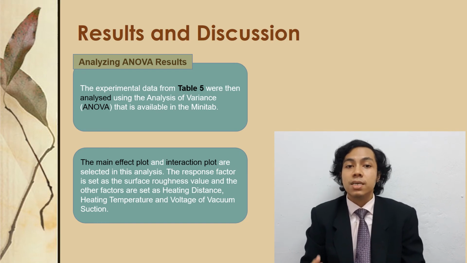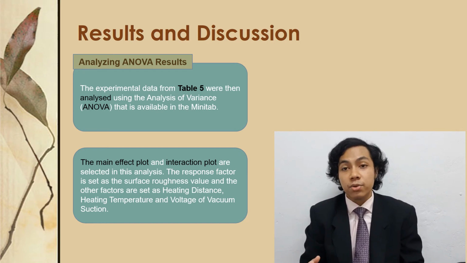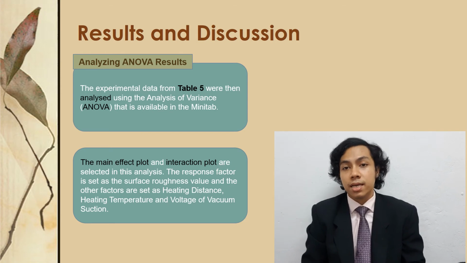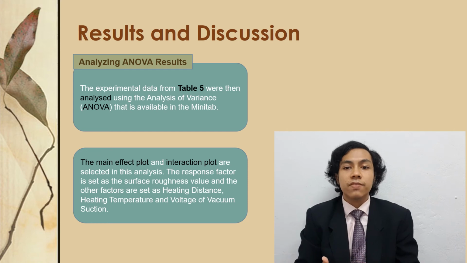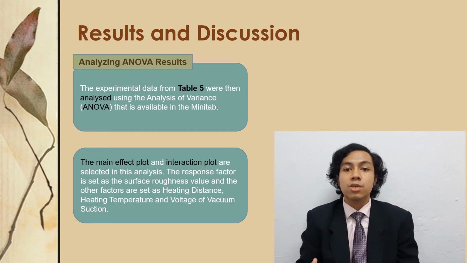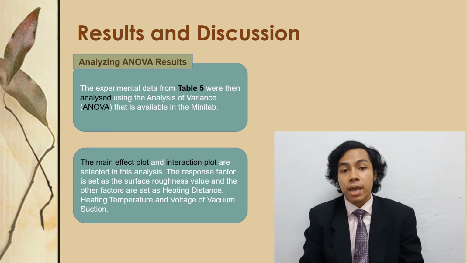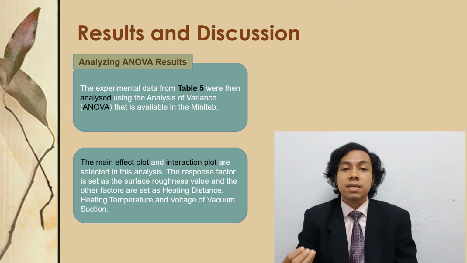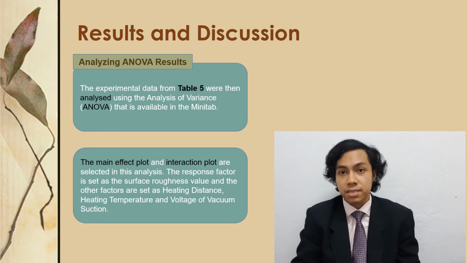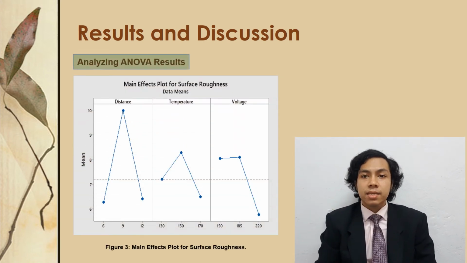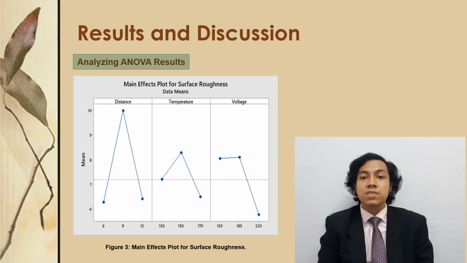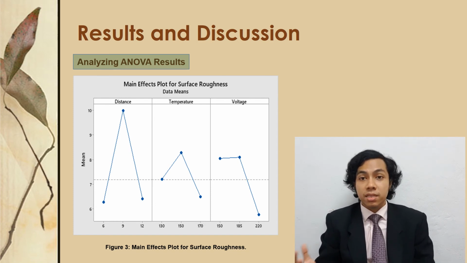The response factor is set as the surface roughness value, and the other factors are set as heating distance, heating temperature, heating time, and voltage of vacuum suction. These factor settings were then used to generate the main effect plot and the interaction plot for the surface roughness. The main effect plot shows that the heating distance and heating temperature are the most significant factors in affecting the surface roughness value. This finding was further confirmed using the interaction plot.